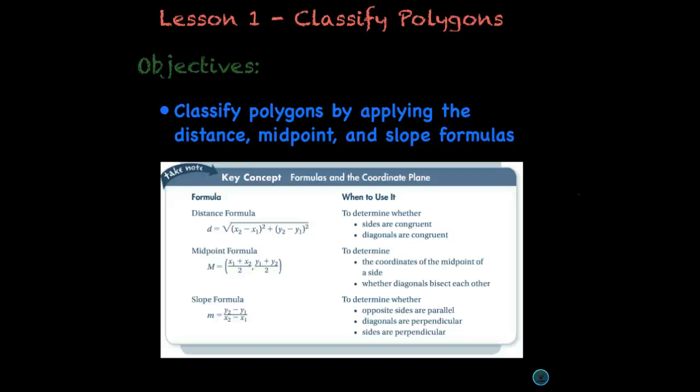Welcome to Lesson 1, Classify Polygons. Our objectives in this lesson are to classify polygons by applying some different formulas that you have already used, like the distance, midpoint, and slope formulas.